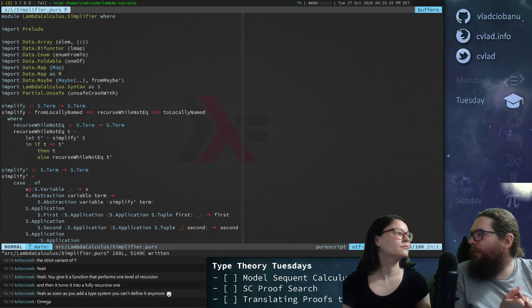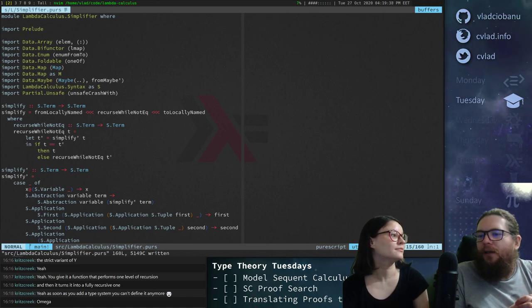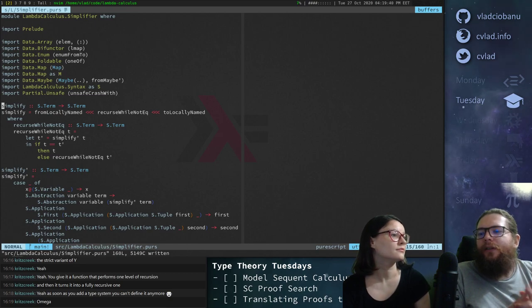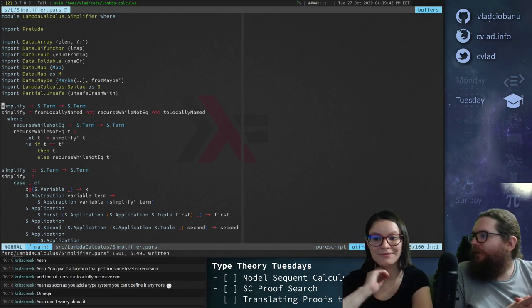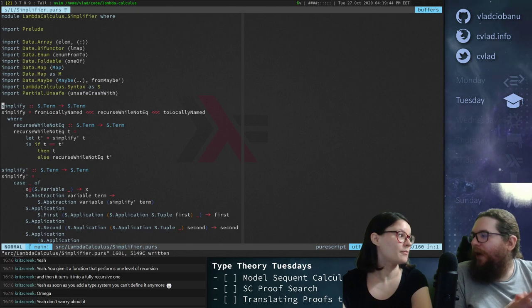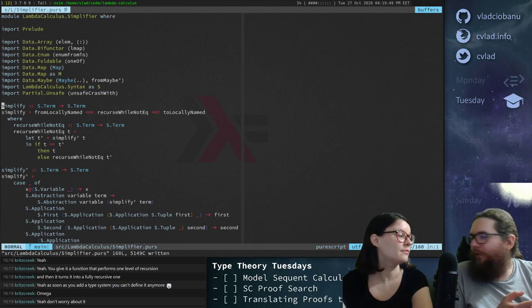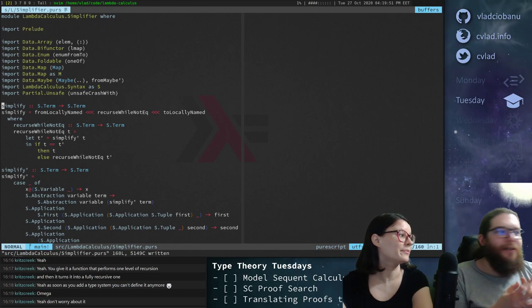Then I'll have a look and try the Z combinator later. We're not adding typing yet. Like we have typing, but we're not adding a type checker yet, which we can still do later.